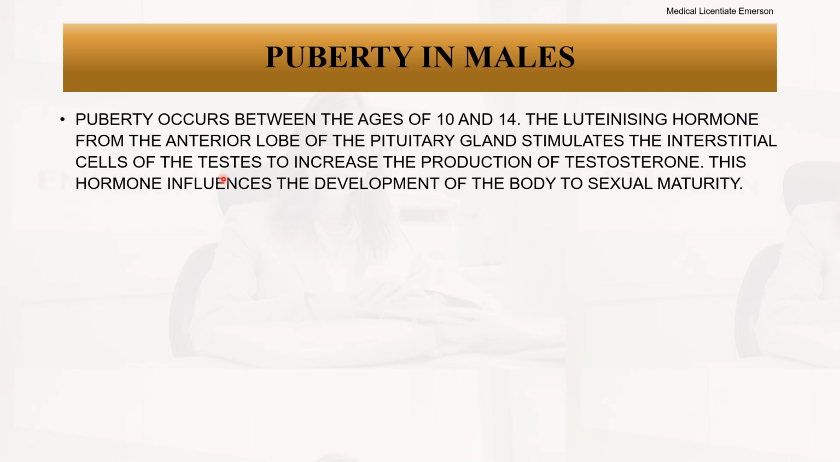So puberty occurs between the ages of 10 and 14, again depending on the literature, but for males this is the commonest range I've seen. Then the luteinizing hormone from the anterior pituitary gland stimulates the interstitial cells of the testes to increase the production of testosterone. This hormone influences the development of the body to sexual maturity. And remember, when you say interstitial cells of the testes, we are referring to the Leydig cells. So don't confuse where we put Leydig and where we put interstitial, they are just the same.